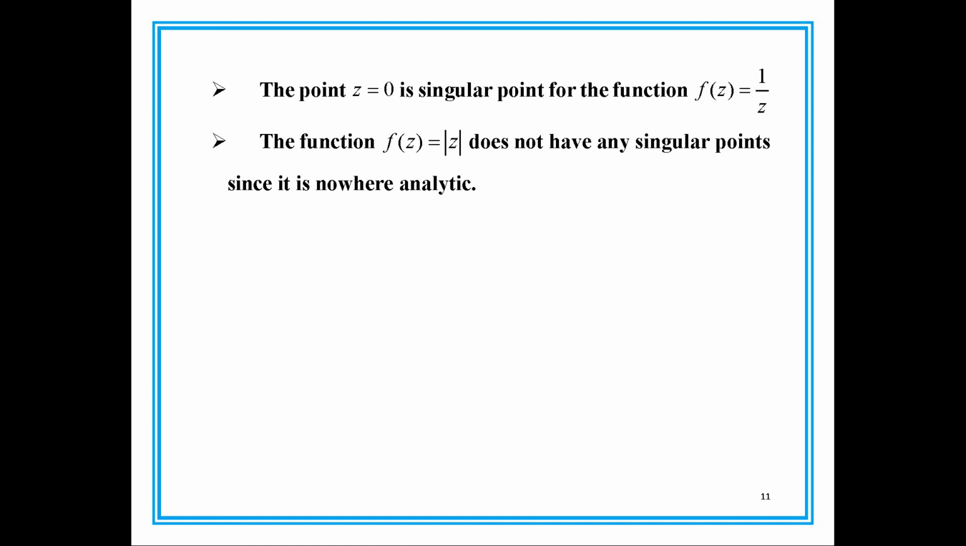In the previous slide we had proved that z equal to 0 is a singular point for the function f of z equal to 1 upon z. But f of z equal to modulus of z square does not have any singular points since it is nowhere analytic.